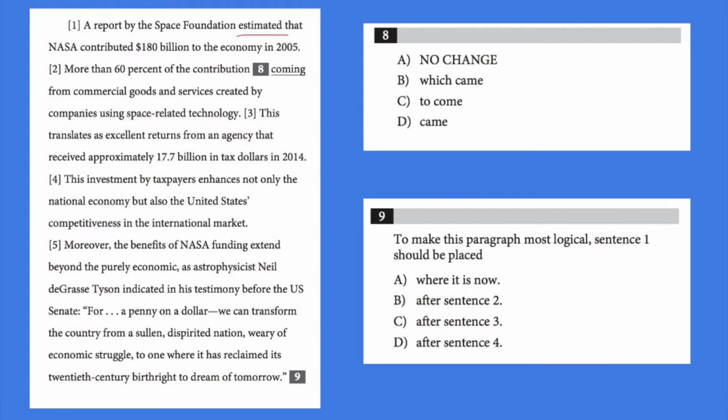Furthermore, the section seems to flow properly with the sentence in its original location. Also, sentence 2 mentions this contribution, which is mentioned in sentence 1. Therefore, if sentence 1 were to be placed anywhere else, sentence 2 would be confusing to the reader and the paragraph would not flow logically. Thus, A is the correct answer, as the sentence 1 should be kept where it is now.